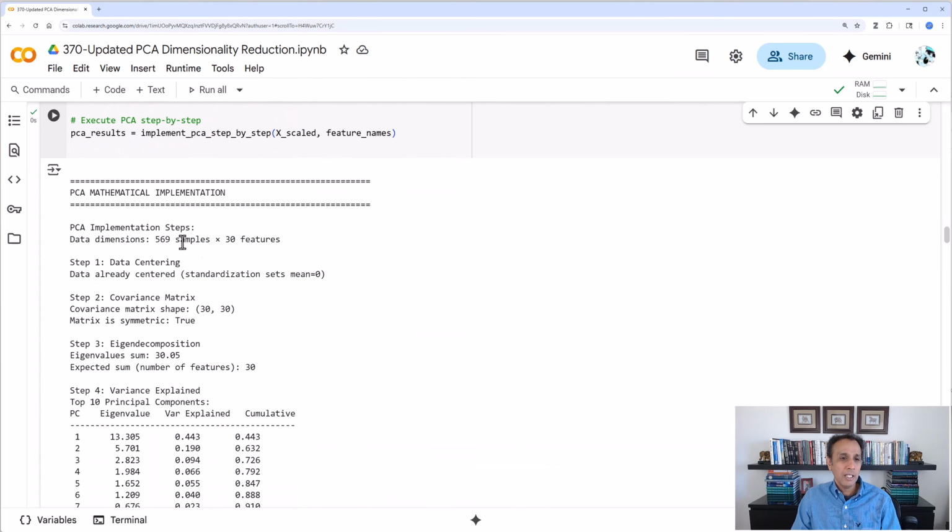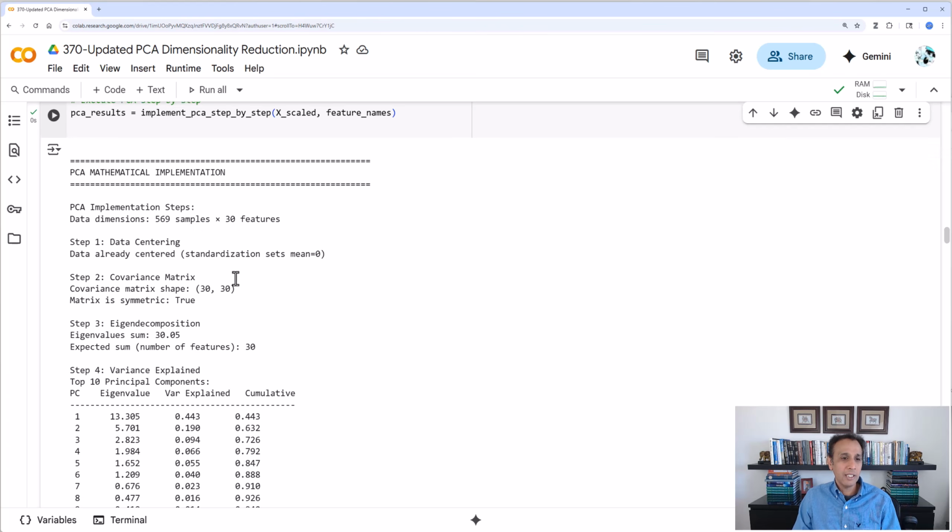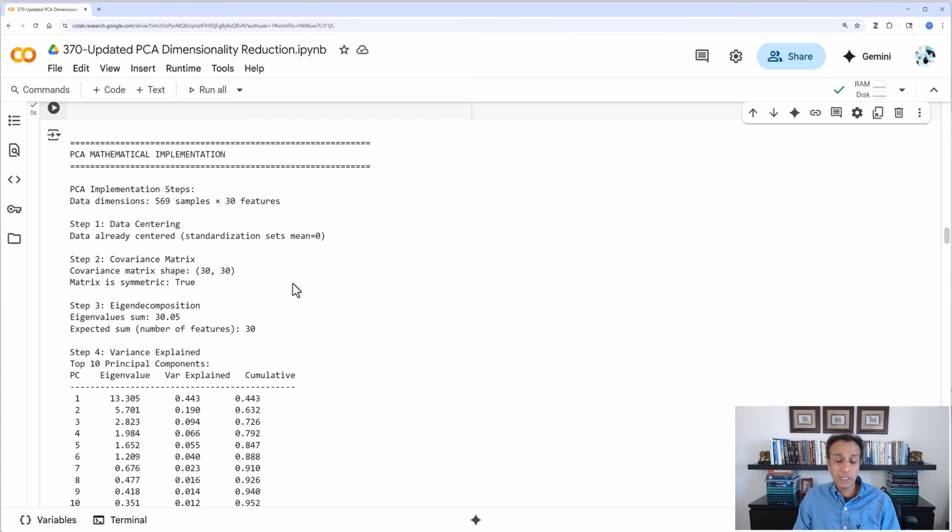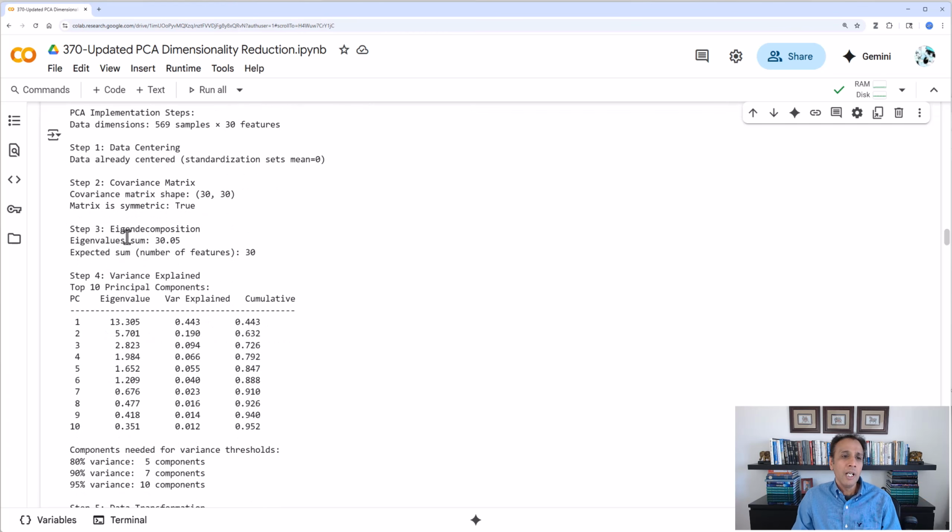So you can see 569 samples, 30 features, of course, data already centered, and covariance matrix shape is 30 by 30. We obviously know that because you have 30 features and you look at 30 combinations. So you have 900 of them, but then you only look at half of this. The other half is a repetition of the bottom half. So in a way, you have 450 combinations. Of those, we found 44 of them are highly correlated, which is 10% of the combinations.